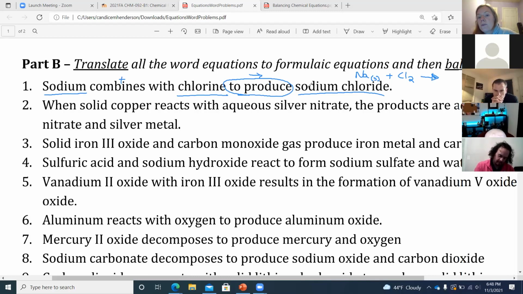To form, to produce sodium chloride. So I need to charge neutralize sodium chloride. Sodium is Na with a plus charge. Chlorine is Cl with a minus charge. Flip flop, it's a 1-to-1. So I'll get NaCl. So that's the first step, just going from the words to an actual skeletal equation. Now I can balance it. I've got 2 chlorines here, so I need 2 chlorines here. That now makes me have 2 sodium, so I'll put a 2 there and we're balanced.